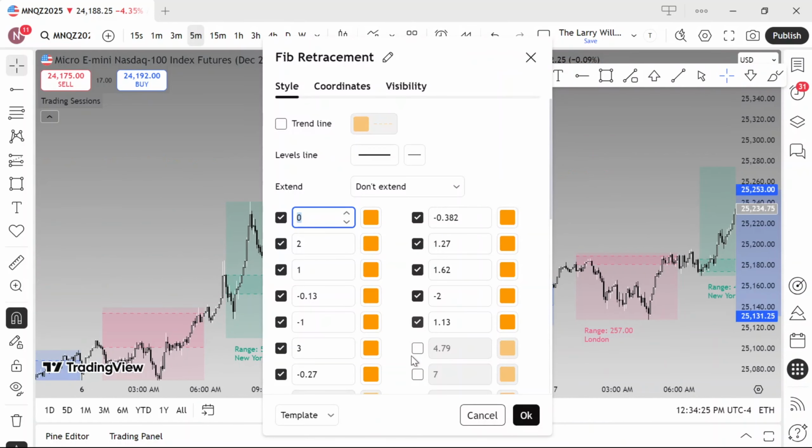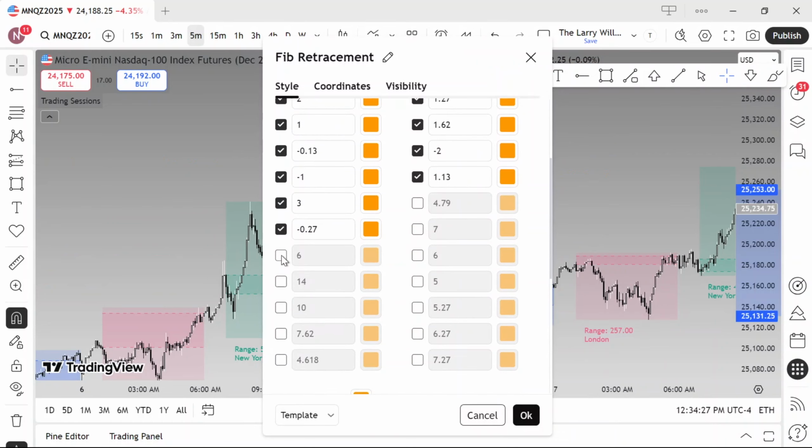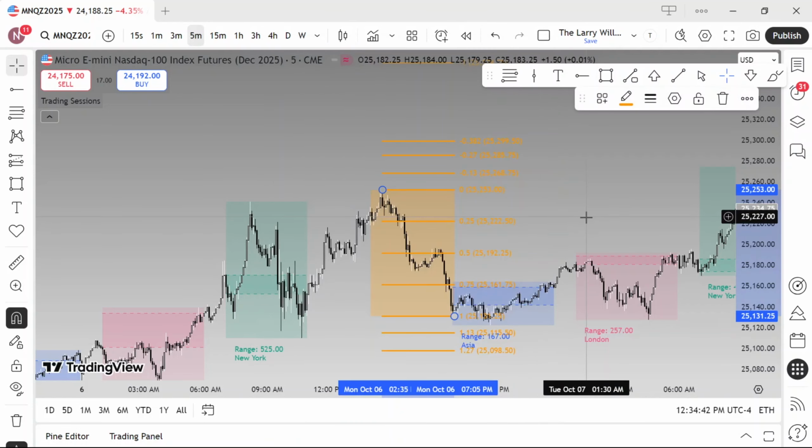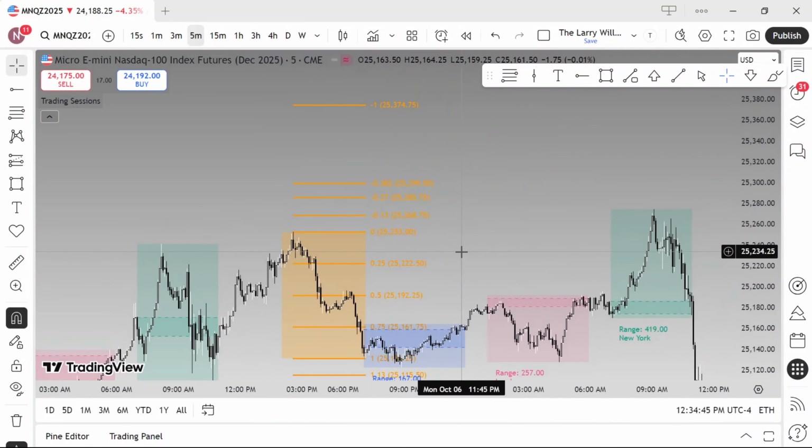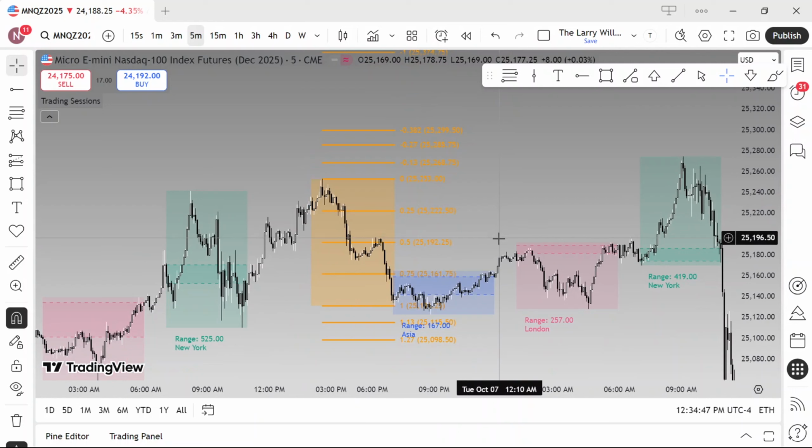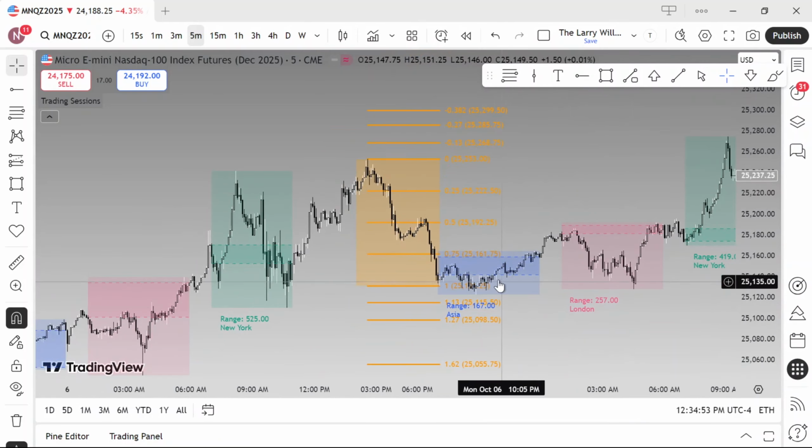Now, when we have a more compressed range, you can start throwing on quadrant levels. And this will give you a good reference point of where we should find sensitivity generally. So we find sensitivity around the 0.5 level inside of London, around the end of London. Now, what do we see happen from Asia heading into London, right?